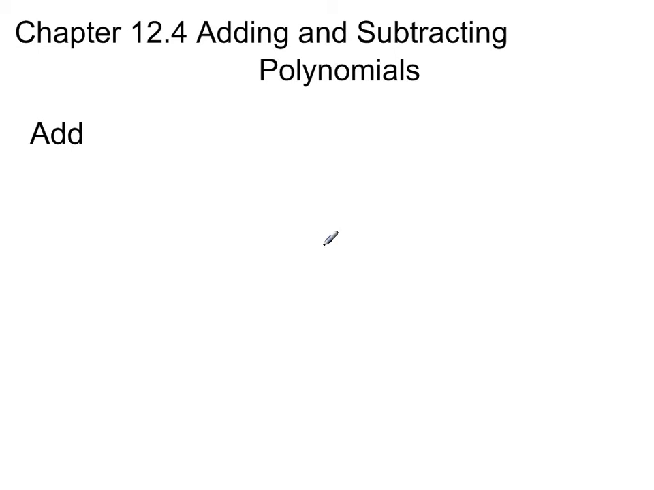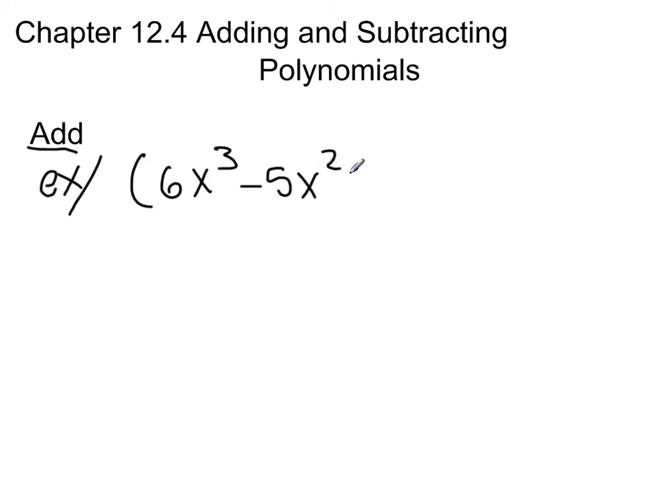Welcome back. We're going to do chapter 12.4, in which we're adding and subtracting polynomials. This is a very nice section because it's pretty much combining like terms with just a little bit more work for subtracting. Addition is nice, so we'll go ahead and start with a very nice example. We will have 6x cubed minus 5x squared minus 1, all of that plus another polynomial, x cubed minus 3x squared plus 4.